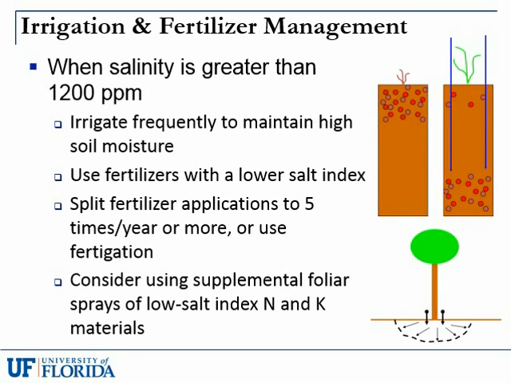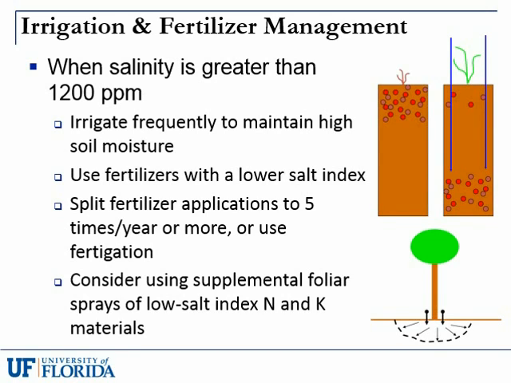A lot of times if you start getting up above these levels of the 1.2, as we were talking about, the 1,200 parts per million, irrigate frequently and maintain that soil moisture. Because remember, what we're saying is that chemical drought is you're binding up some of that water. So as long as you keep that water in solution there and don't let it dry out, then your nutrients will be more available as well.